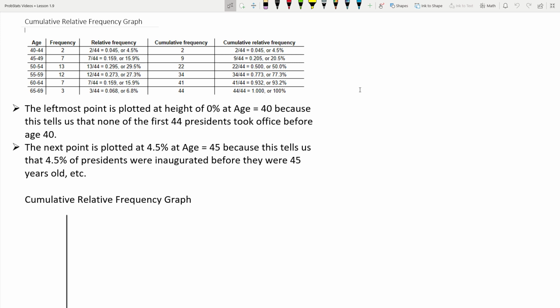When your age is 45, then you have moved on to the next interval, and then you add up the counts before that. So that means that you're going to be plotting two presidents, which is 4.5% for the cumulative relative frequency, because there are two presidents that were inaugurated before they were 45 years old. And you continue to repeat this. So for 50, you're going to plot the ones before that, which in this case, if you add these up, it'll be 20.5%, and so on. Okay, so we're going to be using this table to actually plot the graph.